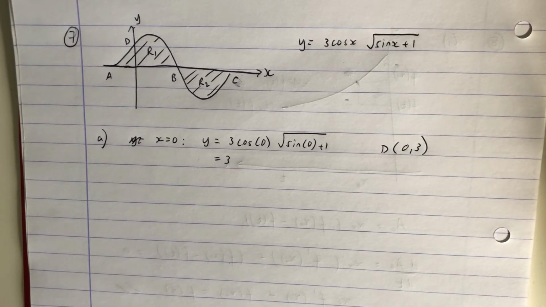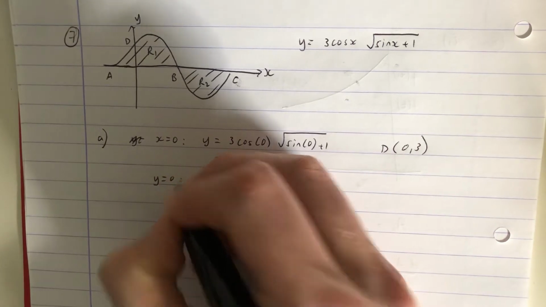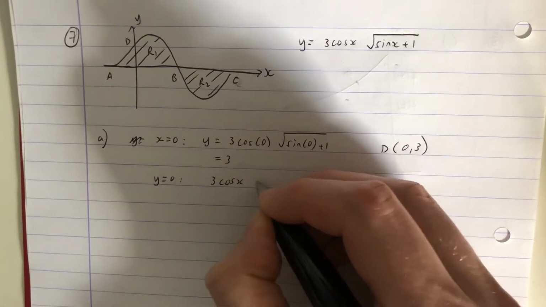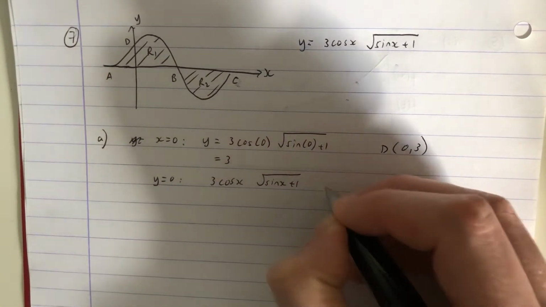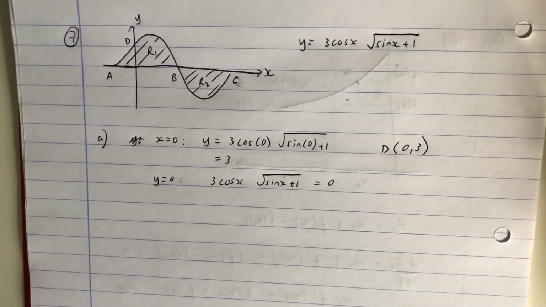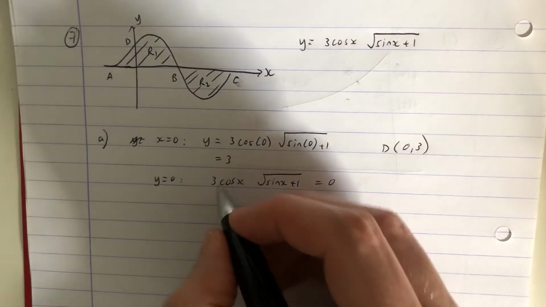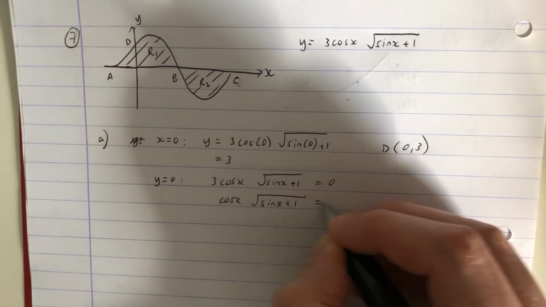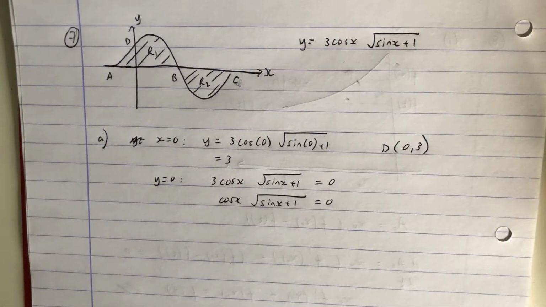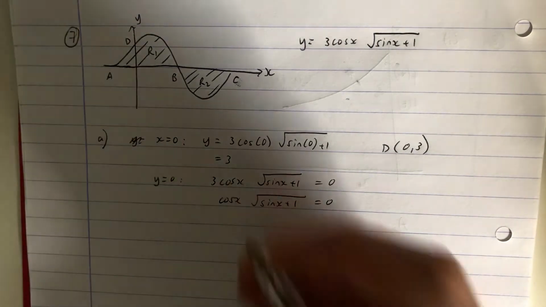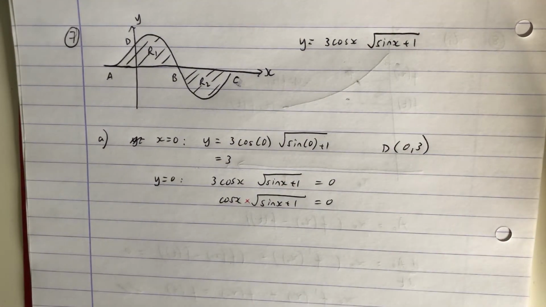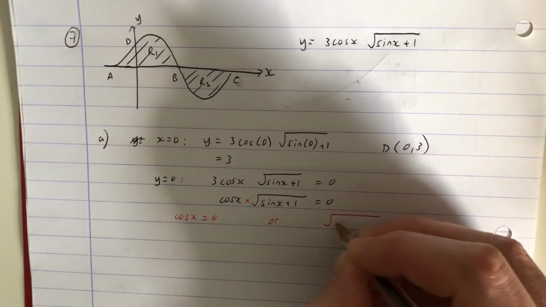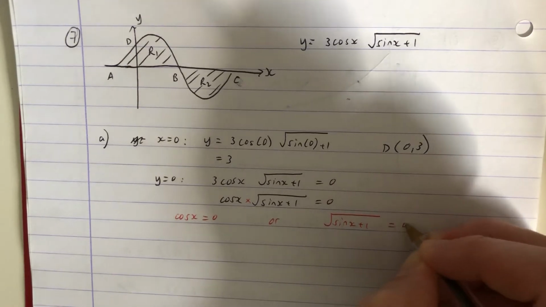Okay, to work out the x-intercepts, that would occur when y is equal to 0. So you've got 3 cos x root sine x plus 1 is equal to 0. Divide by 3, cos x root sine x plus 1 is equal to 0. And now you've got the product of two functions. And the answer is 0, so either cos x is equal to 0 or root sine x plus 1 is equal to 0.